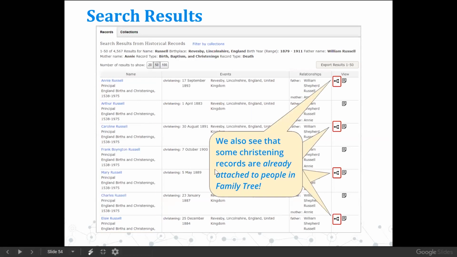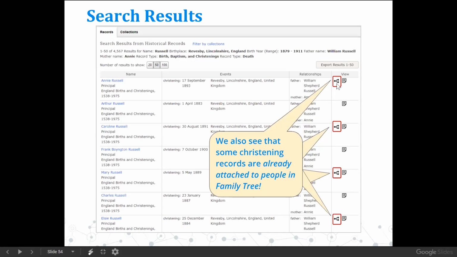Oh, I forgot. One very interesting thing that showed up in these search results is that some of these christening records are already attached to people in Family Tree. So that means some of these kids are already there. They just weren't connected to Annie, to our Annie, the record we were looking at, as her children. So she's out there separate, but her kids are out here floating around unattached from extracted christening records.